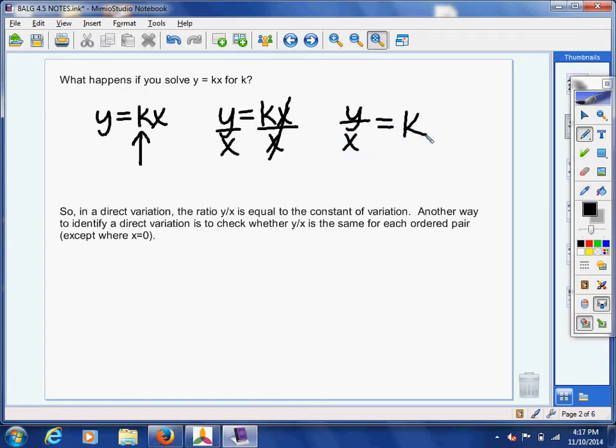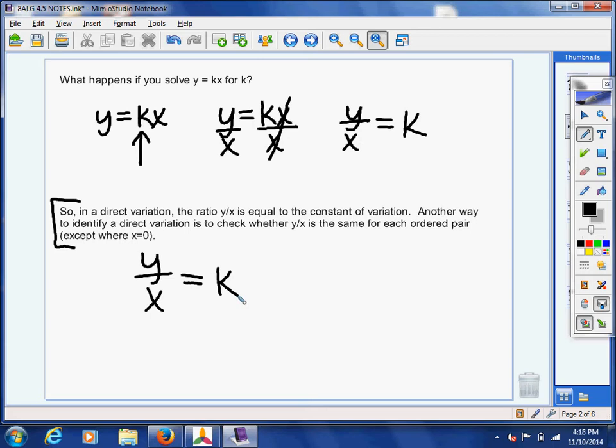So now another tool in your arsenal about direct variation is you now know how to calculate the constant of variation for a direct variation. So if you look down here, I gave you a little statement. I said, in a direct variation, the ratio y over x is equal to the constant of variation. Another way to identify a direct variation is to check and see whether the y divided by x is the same number for each ordered pair. Now that works except where x is 0.